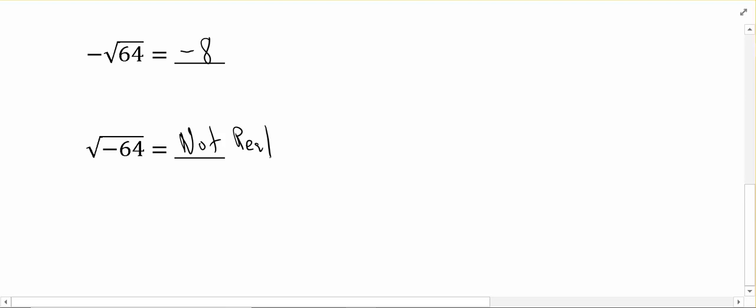Now, to be picky here, I do have to specify that there is an answer. So we don't want to say that there's no solution to this. We're going to get to that later on in this course, but it's not a real number. It's actually what we call an imaginary number. But we'll get to that later.